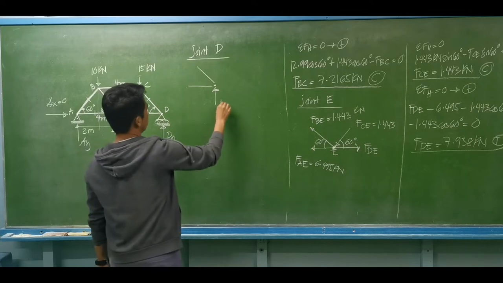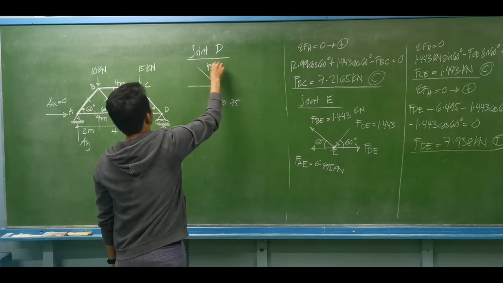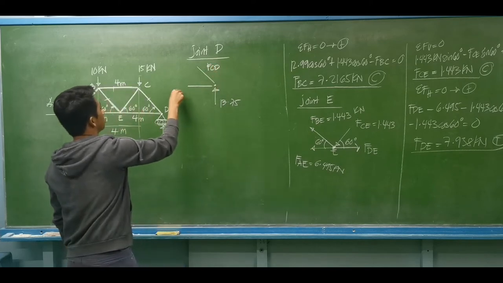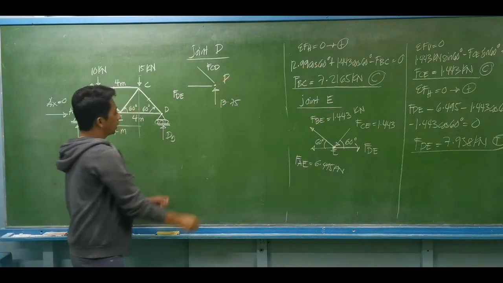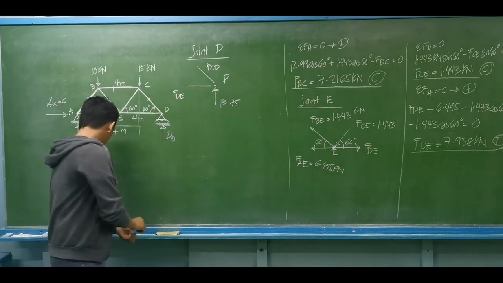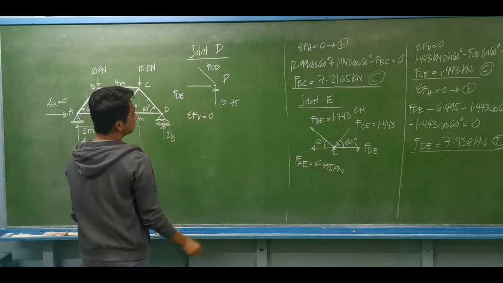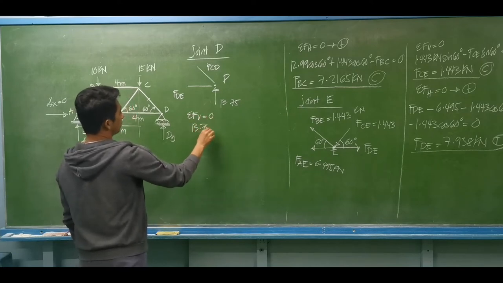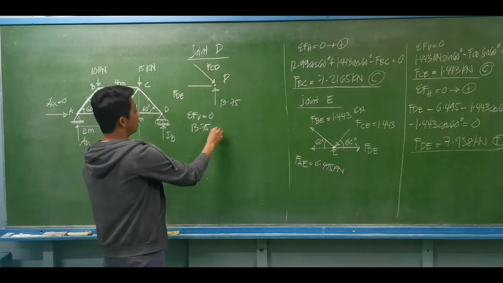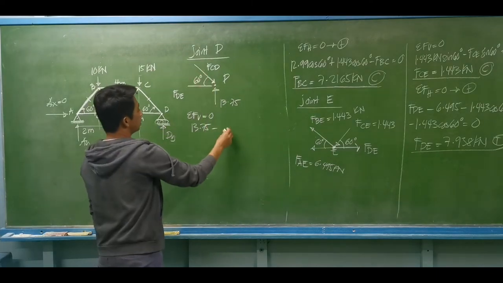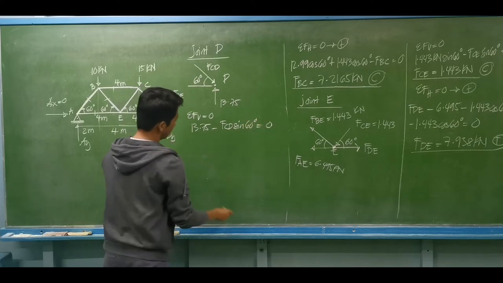Ano yung D ko yun? 13.75. Alright, so we have joint D. We have the vertical reaction kanina, that is 13.75 kilonewtons. Alright, we may do summation of forces vertical equal to zero. So obviously, if we have an upward force, we need a downward force for equilibrium. 13.75 minus the axial force for member CD, sine of 60 degrees, equal to zero.